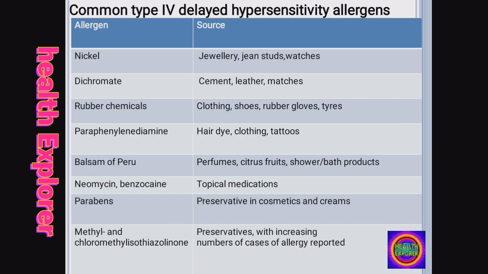Common type 4 delayed hypersensitivity allergens. Allergen, source. Nickel: jewelry, jeans studs, watches. Dichromate: cement, leather, matches. Rubber chemicals: clothing, shoes, rubber gloves, tires. Paraphenylenediamine: hair dye, clothing, tattoos. Balsam of Peru: perfumes, citrus fruits, shower and bath products. Neomycin, benzocaine: topical medications. Parabens: preservative in cosmetics and creams. Methylchloroisothiazolinone and methylisothiazolinone: preservatives, with increasing numbers of cases of allergy reported.